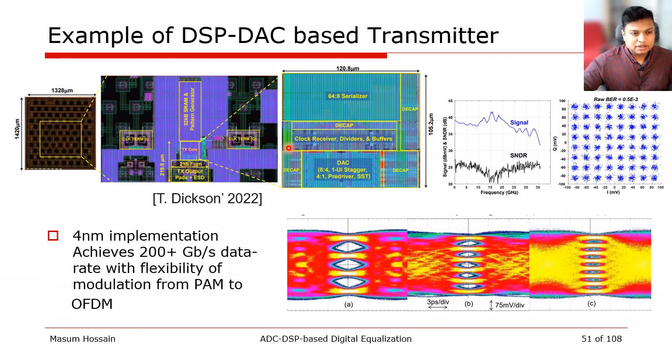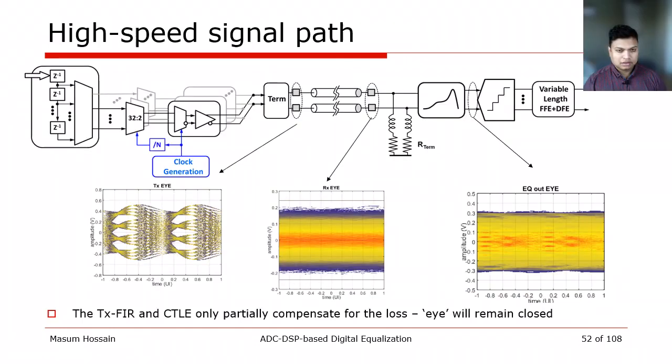Perhaps the bigger impact of the DSP DAC is the flexibility it provides. As shown in this work, it can not only send different levels of PAM modulation, but advanced modulation such as OFDM is also doable with such a flexible architecture. If we follow the signal path from the transmitter side, we first see that the signal is partially equalized or de-emphasized. And then at the receiver input, the eye is completely closed, and even after the CTLE, the eye remains closed, indicating that the bulk of the equalization would be done at the DSP using FFE.